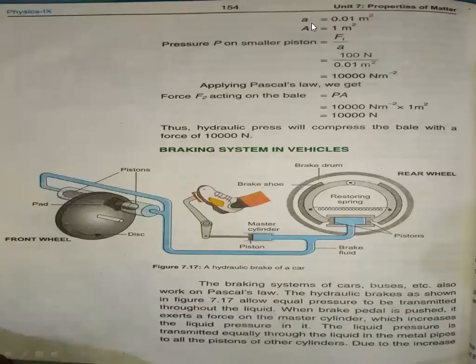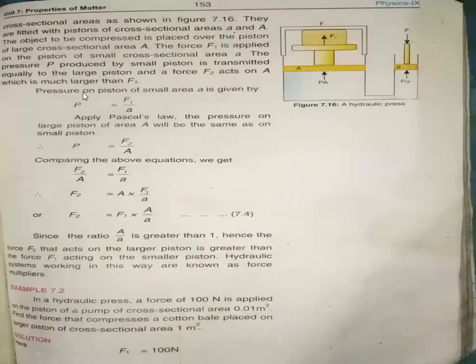First of all, small a is 0.01 meter square and capital A is 1 meter square. Pressure on a smaller piston can be calculated. I just gave you the idea. Pressure of the smaller piston is P equals F1 over a. And pressure of the bigger piston is P equals F2 over A.